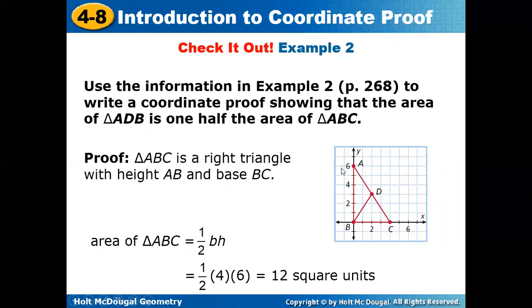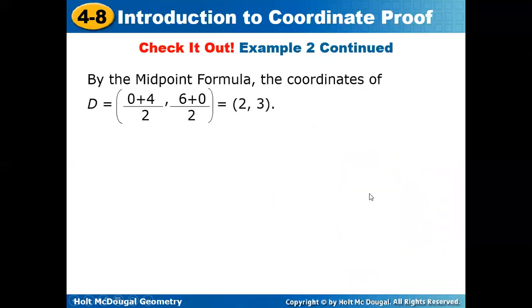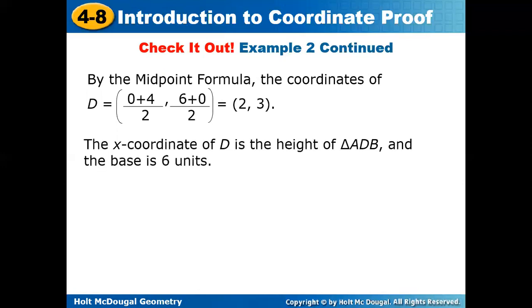In this triangle, which is not right, we can use AB as the base and draw the height from the point D to the side AB. It will be 2 units. So this is the height, H. By the midpoint formula, the coordinates of the point D are 2 and 3.